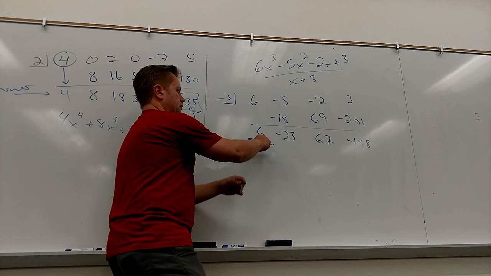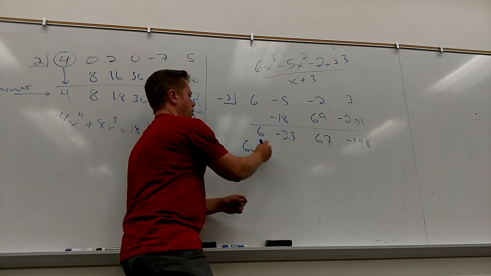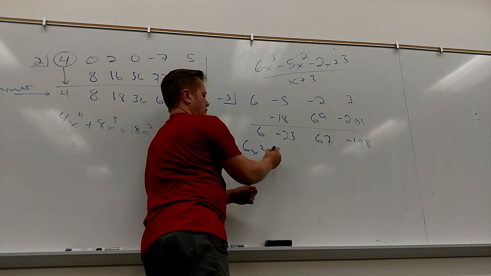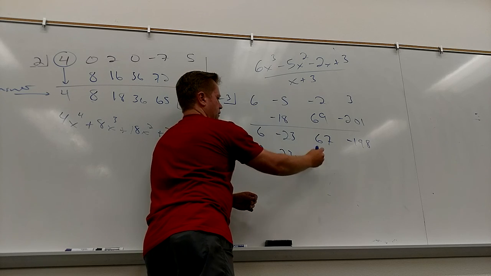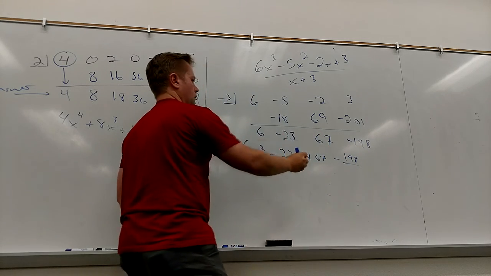But what is this the coefficient of now? 6x. Good, 6x squared, because it's going to go down by a degree. 6x squared minus 23x plus 67 minus 198 over x plus 3.